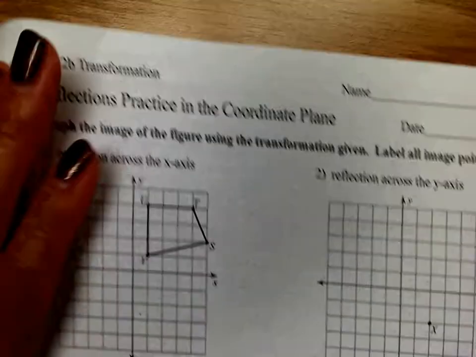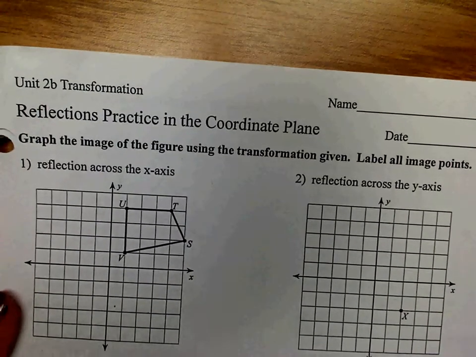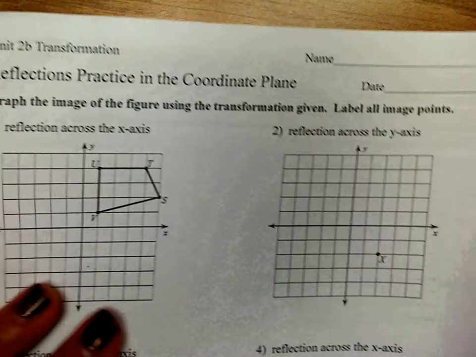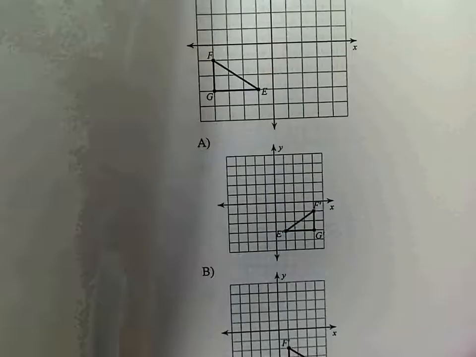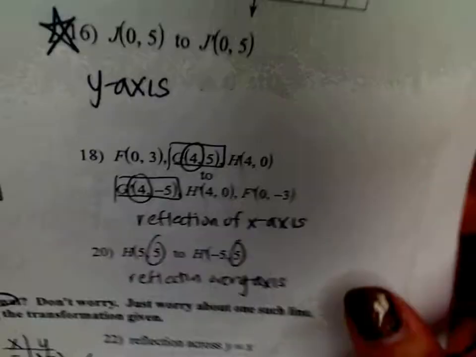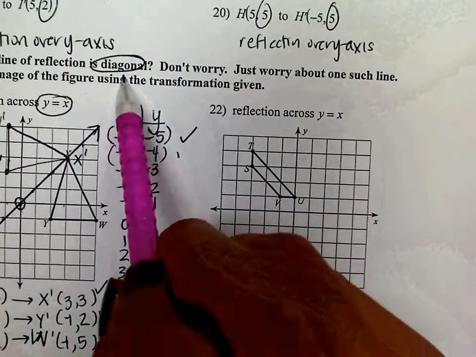Okay guys, so this is the packet that we're going to be doing the homework on. We're doing numbers 22 through 26. So we're still on reflections, but we are going to reflect in another line besides the x and y axes. So this time we're going to reflect over a diagonal.